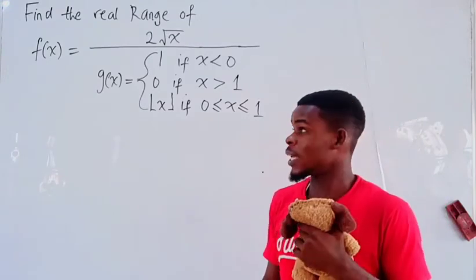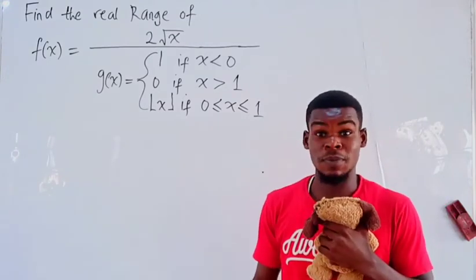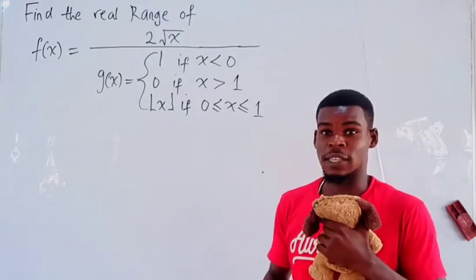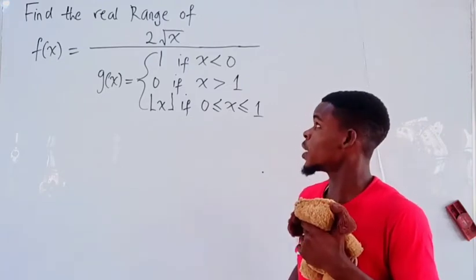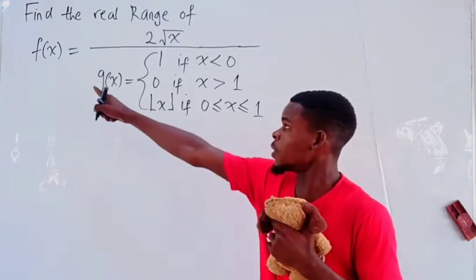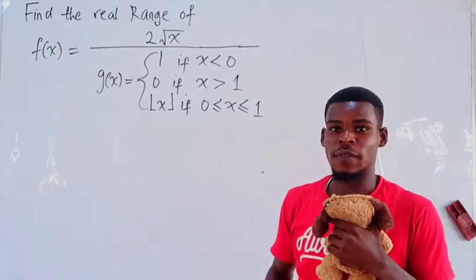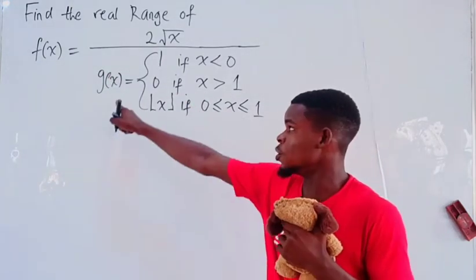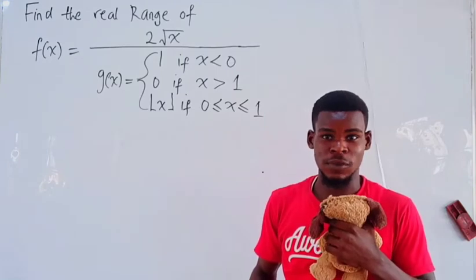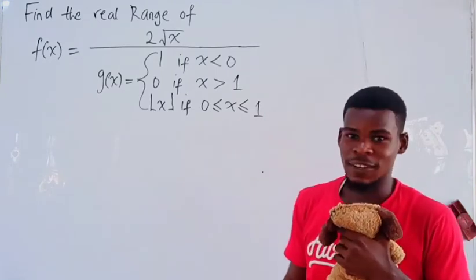Now in this video, I'm going to solve this problem. This problem is a sample of the kind of problem I'll be setting for my students. We have to find the real range of f of x, which is 2 times the square root of x, divided by g of x, where g of x is just a piecewise function. Good.